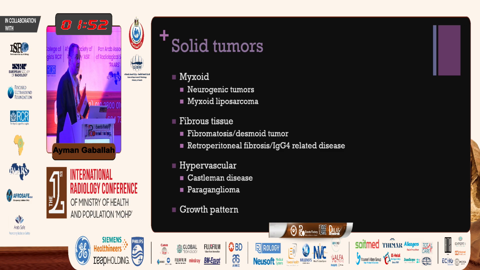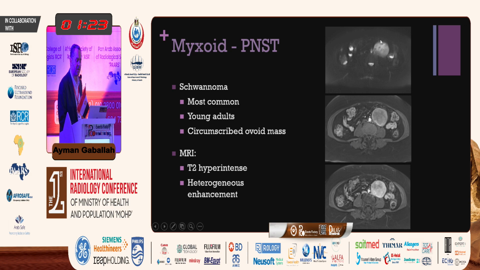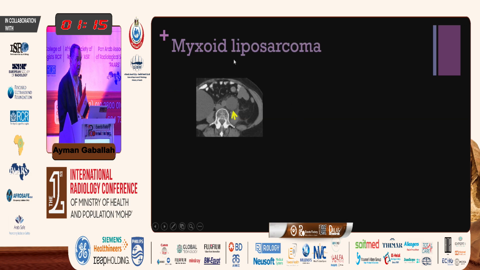And moving further, what about solid masses that do not have fat? Then we're going to look for other tissues like myxoid tumors, tumors that contain myxoid tissue, or fibrous tumors, or hypervascular ones, or the pattern of growth. Myxoid tumors, characteristically, have very bright signal on T2-weighted sequences. The 2 main ones I want you to remember are neurogenic tumors and myxoid liposarcoma. Here is one of the lesions, bright on T2, a heterogeneously enhancing lesion, and it was a case of retroperitoneal schwannoma. And here is a second case, of myxoid liposarcoma.